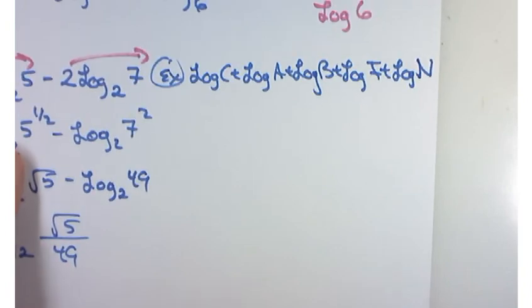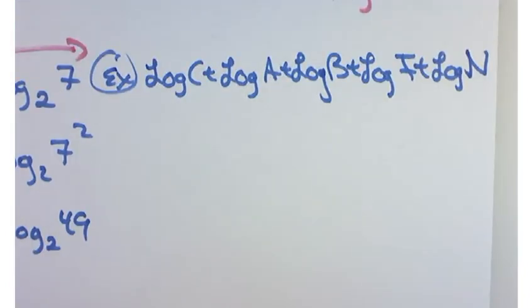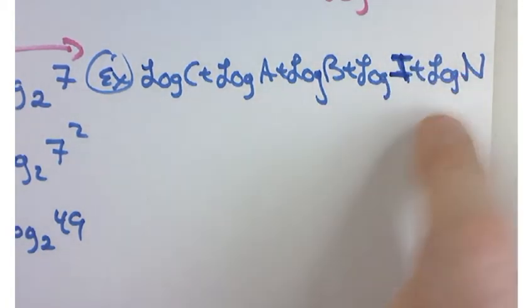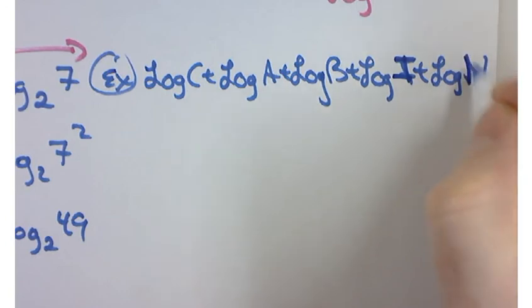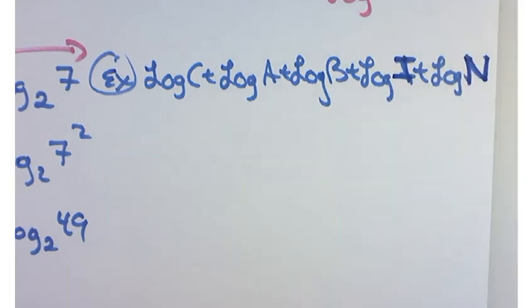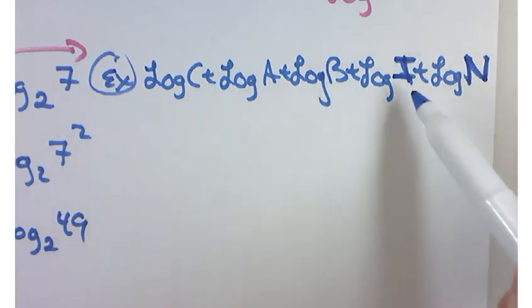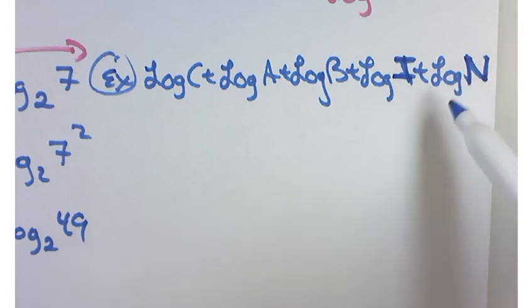All right. See what you can do with this one. It's an I here, and then a plus. C, A, B, I, and N.